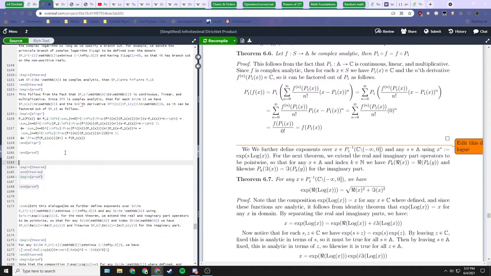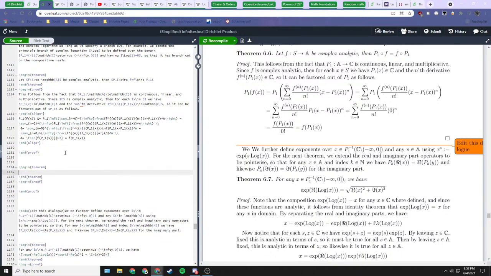Something along the lines of: let f of s1, and we'll give it some n variables, be analytic. Actually, we'll say f and g. So we'll say take n in the natural numbers and let f and g map from A to A. That's not what we want either. Okay, pick n in the naturals, let s1.